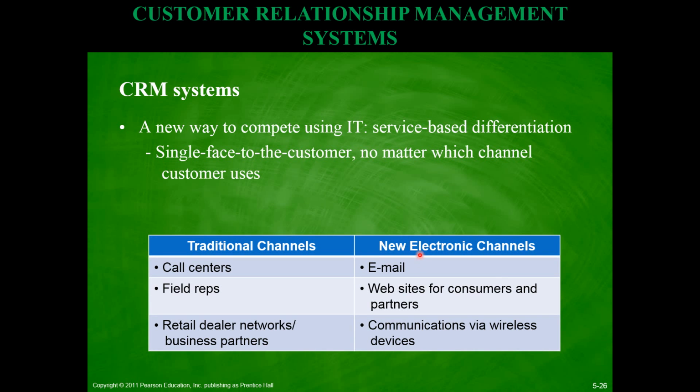Another thing that drives CRM systems today, or maybe this is something that CRM systems are actually creating, is the migration from traditional channels of targeting or dealing with customers, such as call centers, field representatives or dealer networks, to electronic channels like email, websites, and communication using cell phones, like wireless devices. So CRM systems are especially good when it comes to supporting or automating interaction in those new electronic channels.